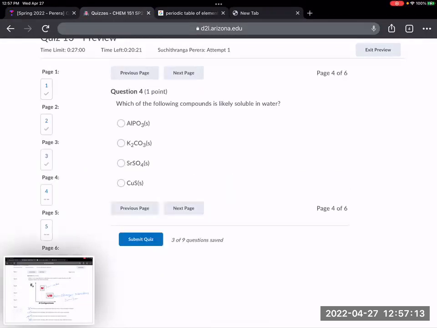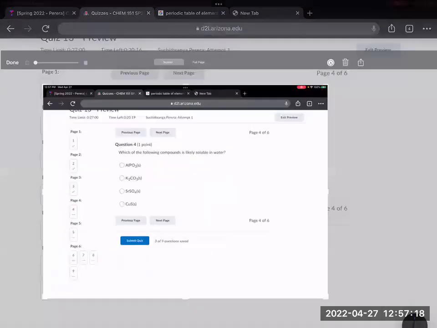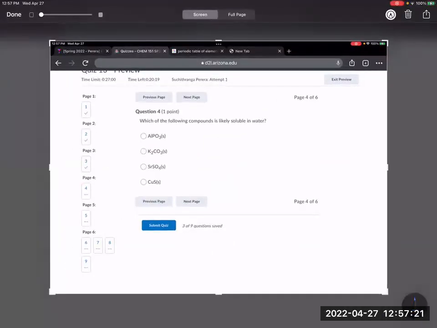Moving on. Which of the following compounds is likely soluble in water? The solubility of any compound is predicted by the charge product, that is the charge of the cation times the charge of the anion. If the absolute value of this is greater than or equal to 4, then it is insoluble. And if the charge product is less than 4, then it's going to be soluble. This works most of the time.